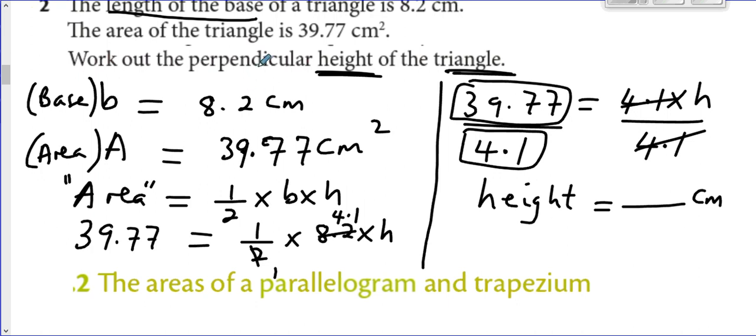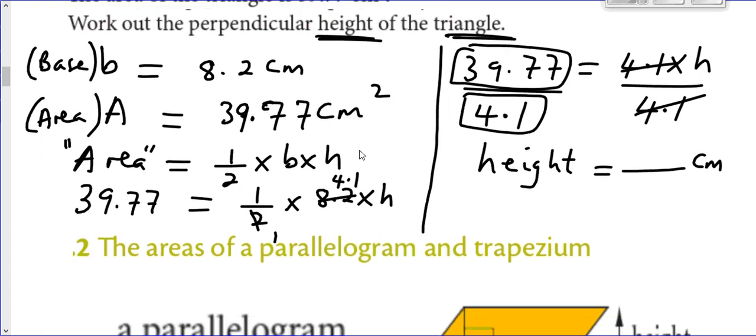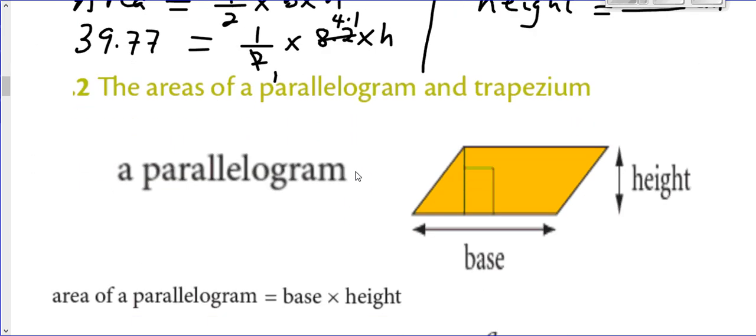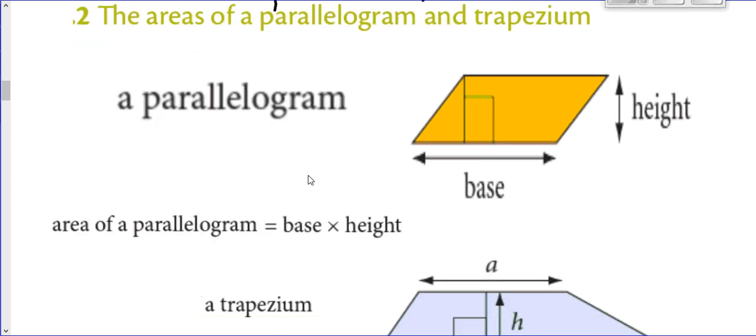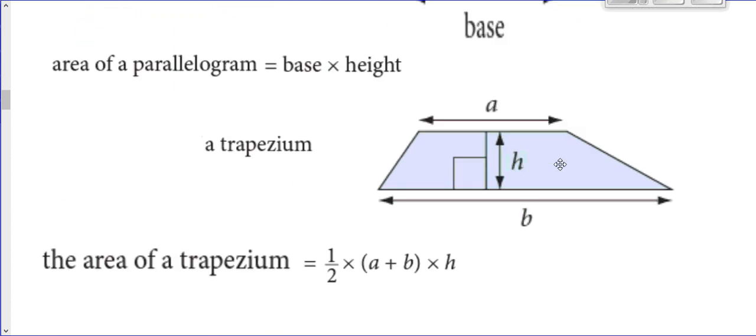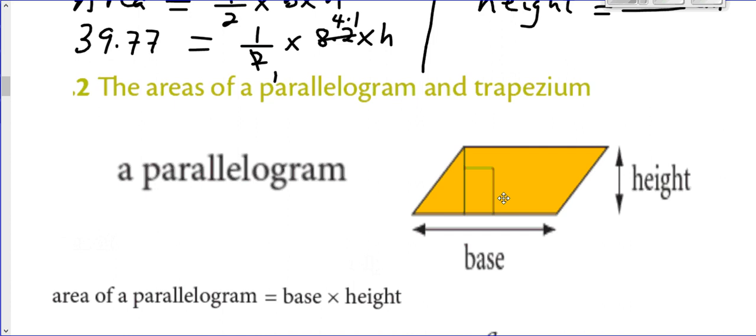Okay, now after revising with you how to find the area of a triangle, let me take you to other shapes: a parallelogram, and later a trapezium. Let's start with a parallelogram. A parallelogram is a shape which has two pairs of opposite sides.